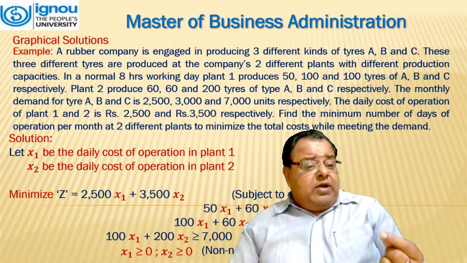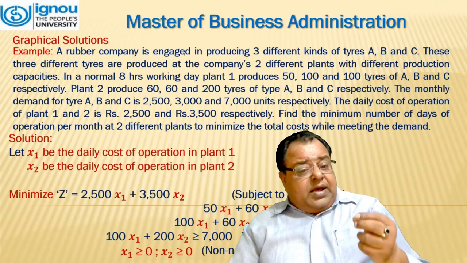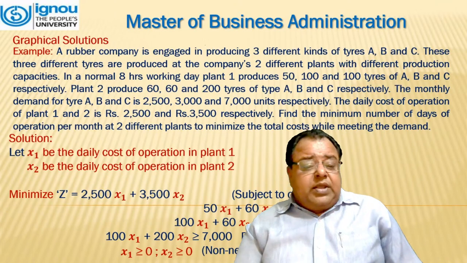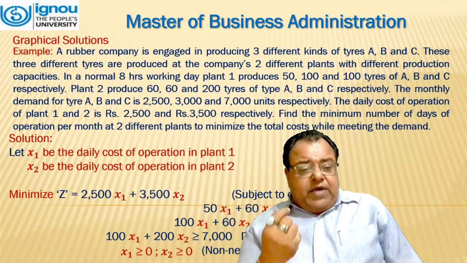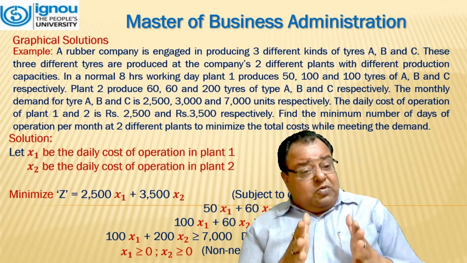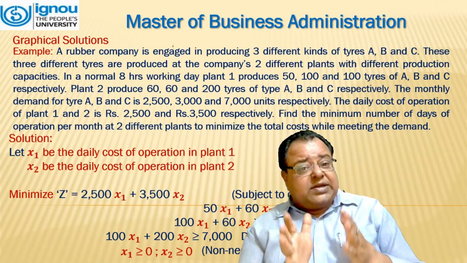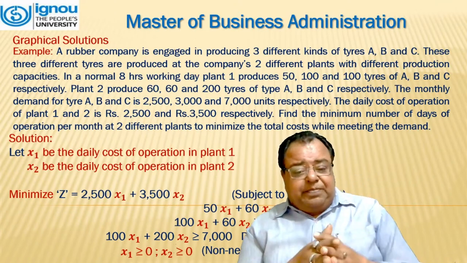We will be multiplying 2,500 with X1 and 3,500 with X2, and we will be adding it. That means we have to minimize Z equal to 2,500 X1 plus 3,500 X2, which is subjected to constraints. Now, what are the constraints? Constraint means what are the conditions under which this has to be achieved.